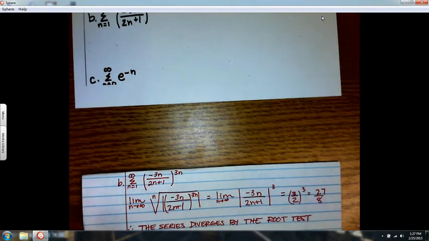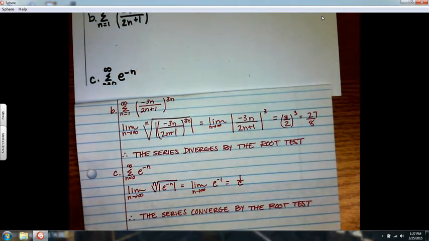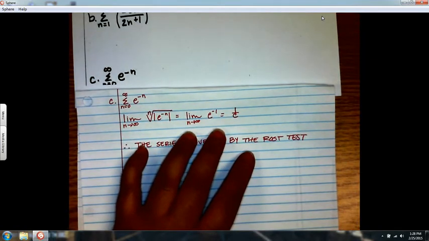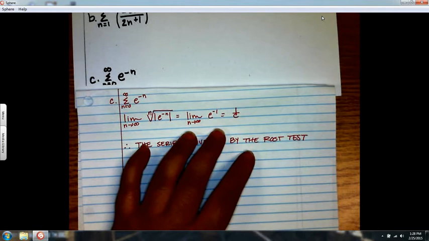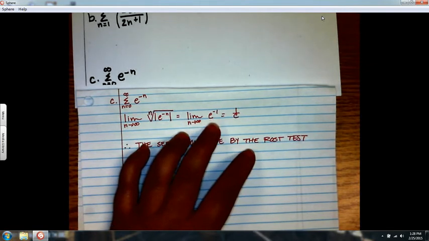But that is the sum as n goes from 0 to infinity of e to the negative n. So once again, we'll take the nth root. The limit as n approaches infinity of the nth root of the absolute value of e to the negative n is the limit as n approaches infinity of e to the negative 1. Again, I got rid of the absolute value bars because given the parameters, this was always going to be positive.